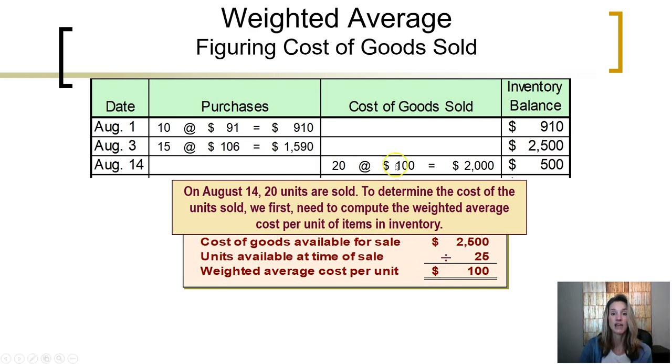So we are going to assign a cost of $100 per unit to the 20 units sold on August 14th. The cost of goods sold will be $2,000. That will leave $500 of inventory available for sale on hand, which is the 5 units remaining, 25 available, 20 were sold, at an average cost of $100 a piece.